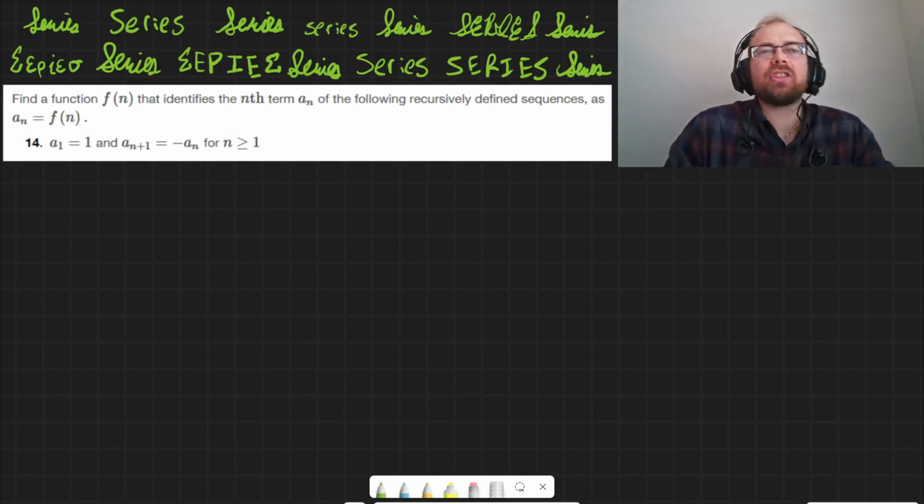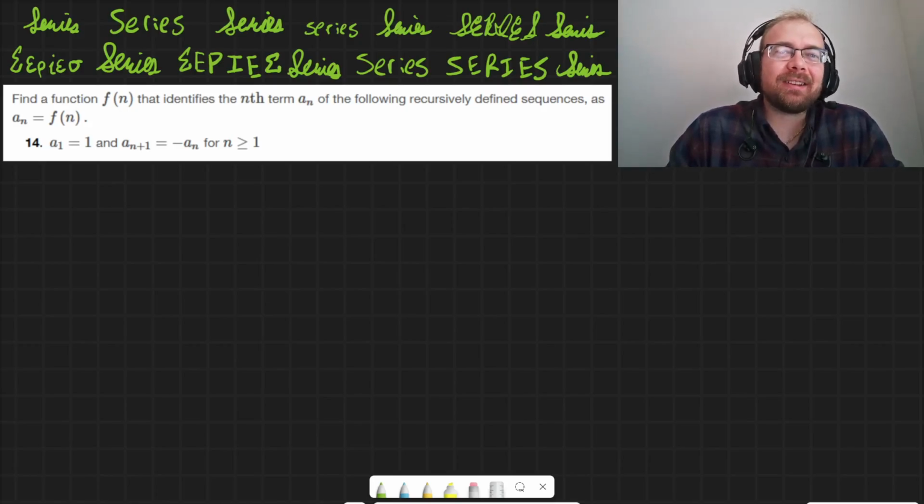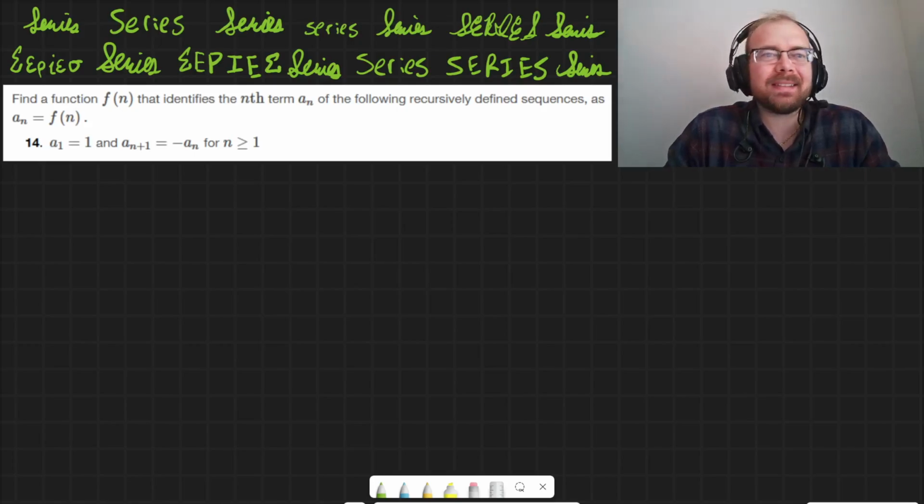We're finding a function, f of n, which sounds like a way to not say a curse word, that identifies the nth term a sub n of the following recursively defined sequence, a sub n is equal to f of n. Problem 14: a sub 1 is equal to 1, a sub n plus 1 is equal to negative a sub n for n greater than or equal to 1.